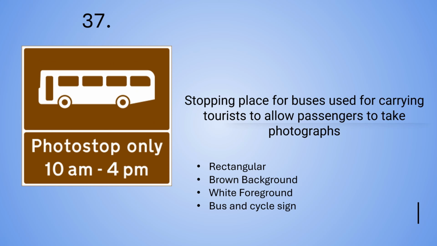This sign is rectangular in shape, is on a brown background with a white foreground, and it's a bus and cycle sign. You can see on this sign the bus, then it's a photo stop only, and it gives you the timing, so between 10 a.m. and 4 p.m. on this particular sign. This would be the time where buses are allowed to stop for tourists to take photos. Different signs will have different timings.